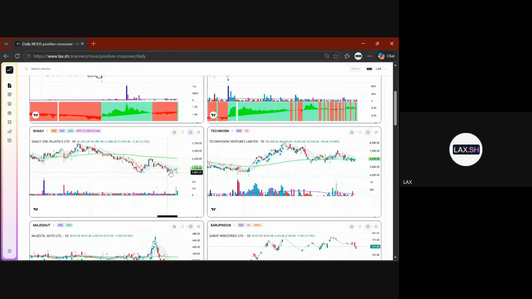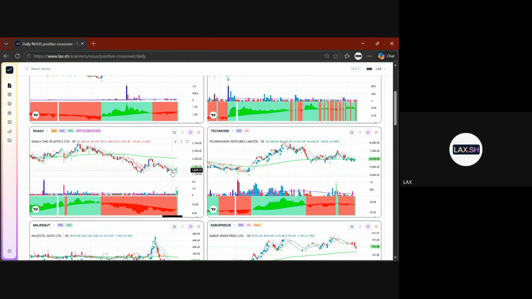Shaily Engineering Plastics. You tell me what is the story behind the stock? Anybody who can type this? Technovision. Okay, this is a really interesting software company which has the Solix platform for drug discovery using AI and all that. Shaily Engineering Plastics, I'll tell you briefly. It is a pen manufacturer. Okay. Pen for what? Injectors. GLP-1 drugs. You have heard, right?